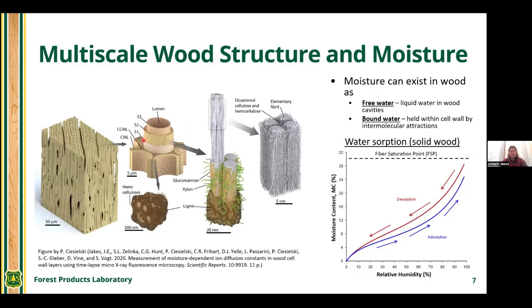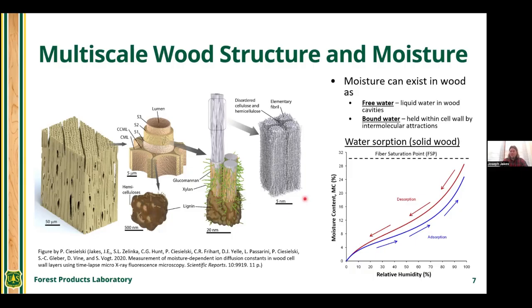Then S1, S2, S3, these are the secondary cell walls, which are essentially nanofiber-reinforced composites, where you have cellulose nanofibrils embedded in a matrix of hemicelluloses, which for softwood is typically glucomannan and xylan, and also lignin, which is an aromatic, encrusting polymer. And then these individual cells are held together by a lignin-rich material called the compound middle lamella, which is primarily lignin with a little bit of hemicelluloses.